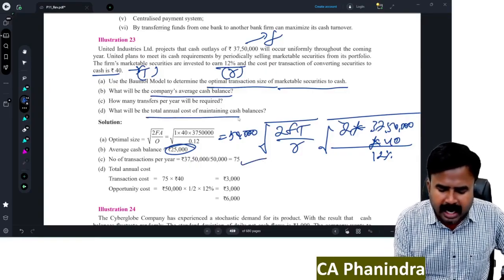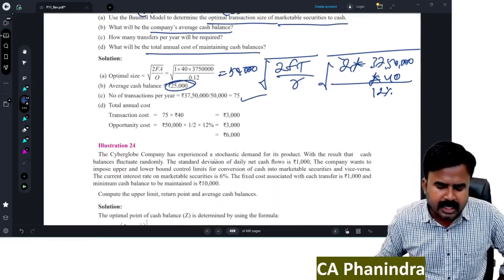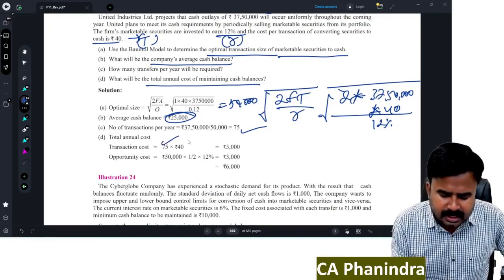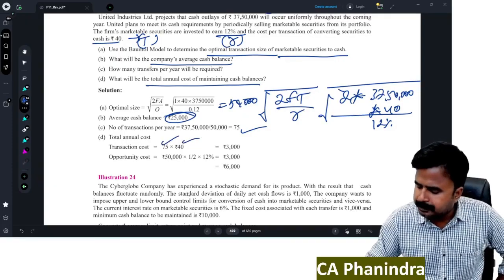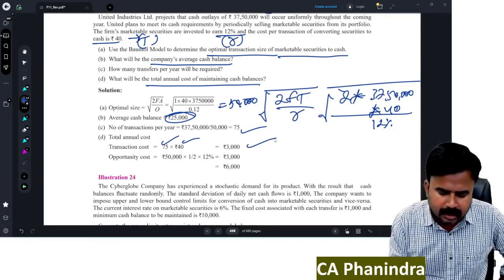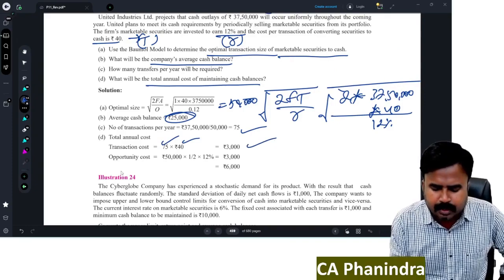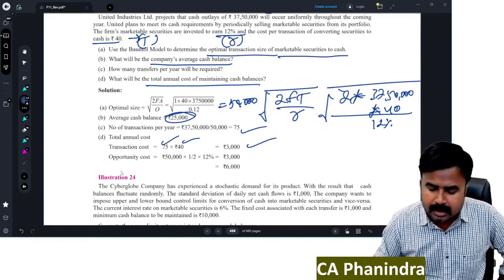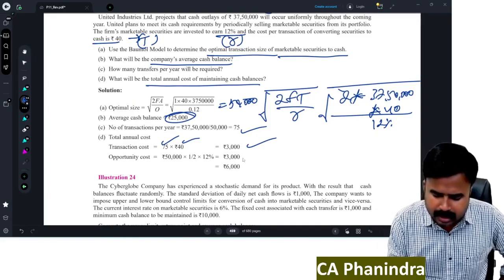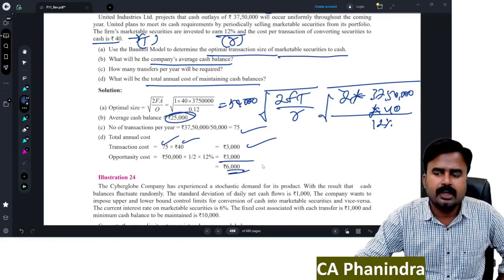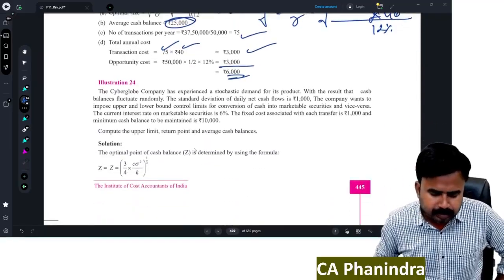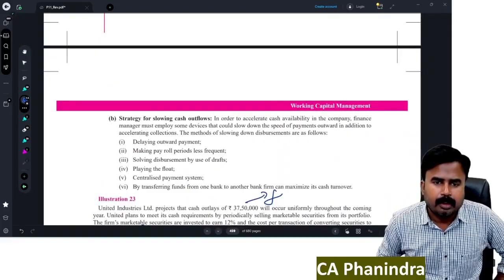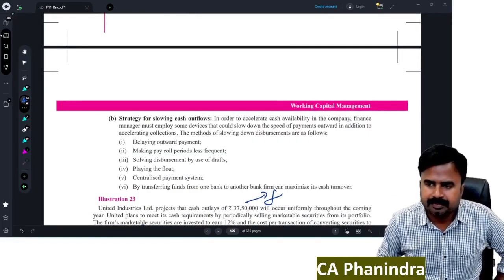And what will be the total annual cost of maintaining cash balance? Transaction cost plus opportunity cost is my total cost. Transaction cost means number of transfers into cost per transaction, 75 into 40, yes, 3,000. Opportunity cost is average cash balance into interest rate per annum, 25,000 into 12%. Yes, I got 3,000. So total cost will be 6,000. With this we understood optimum lot size. So in the next session, we are going to understand the Miller-Orr model. Okay, thank you.